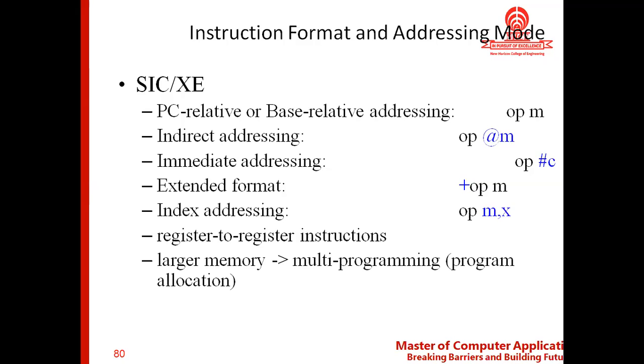The purpose of having SIC/XE is that it has a larger memory. Because of the larger memory, there are possibilities of multi-programming, so more than one program can run. Also it will be much faster, since in some places we use only register to register instructions, not all. In some instructions, we make use of only the registers without referring to any memory. Because of this, it leads to faster execution.